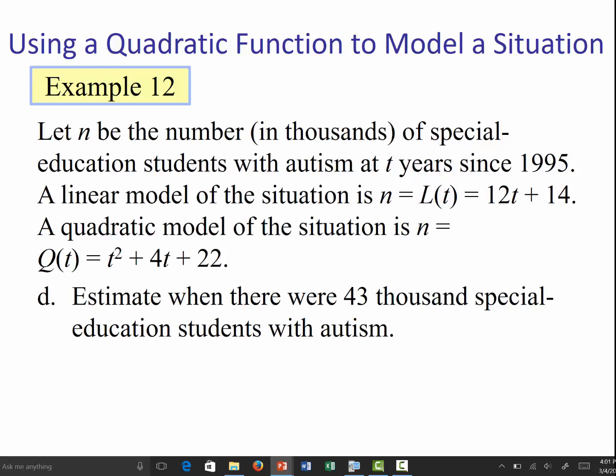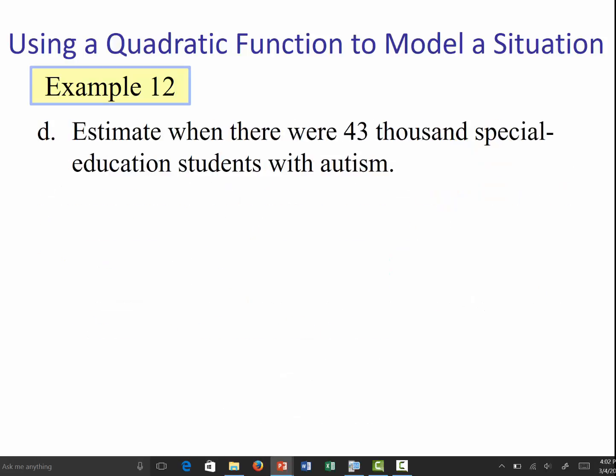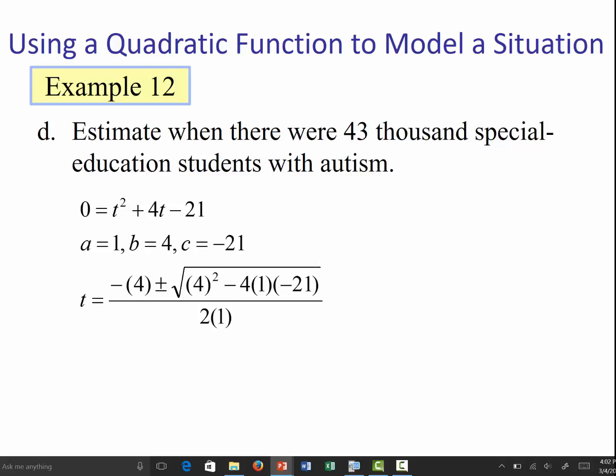In this case, we are given Q of t equals 43. We substitute that into our quadratic model, and the first step to solve this algebraically, we would subtract 43 from both sides to put this in standard form. So now we have 0 equals t squared plus 4t minus 21. Using the quadratic formula, we have a is equal to 1, b is equal to 4, and c is equal to negative 21.